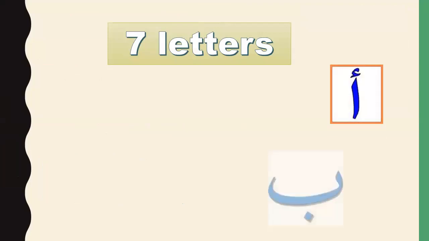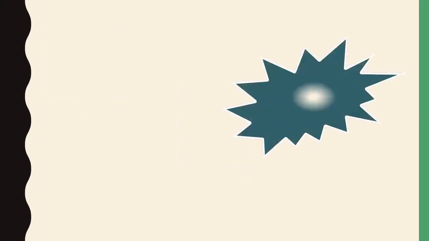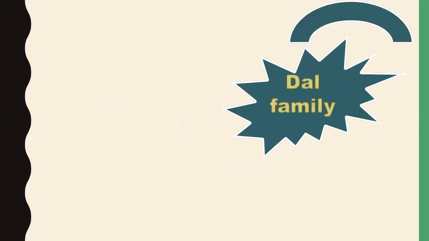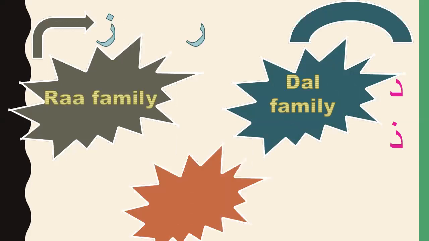Alif, Ba, Ta, Sa, Jim, Ha, Ha. In this video, we will learn three families: Dal family, Ra family, Sin family. Dal family has two letters, Dal and Zal. Ra family has two letters, Ra and Zai. Sin family has two letters, Sin and Sheen.